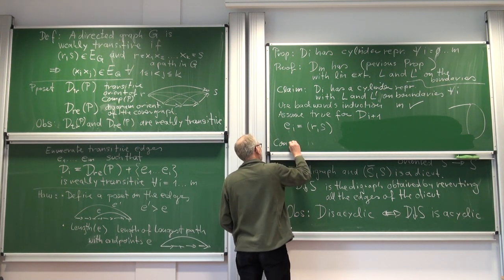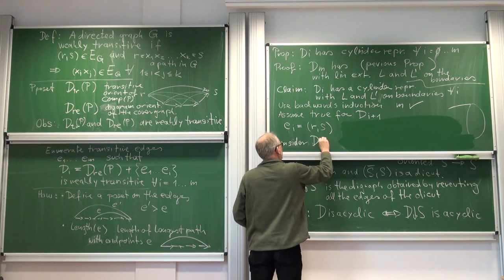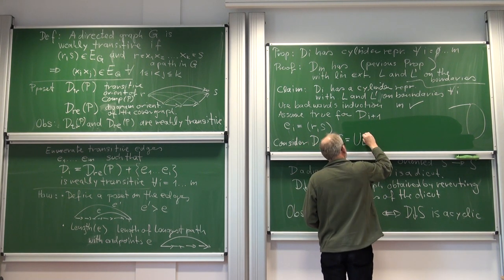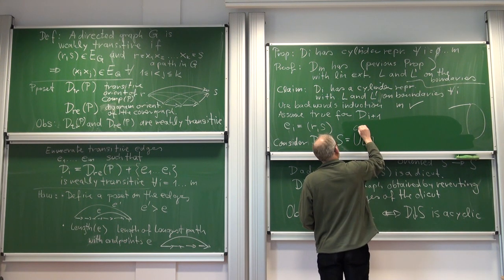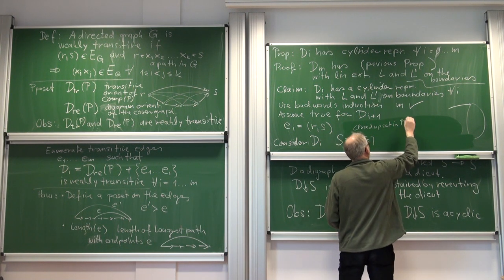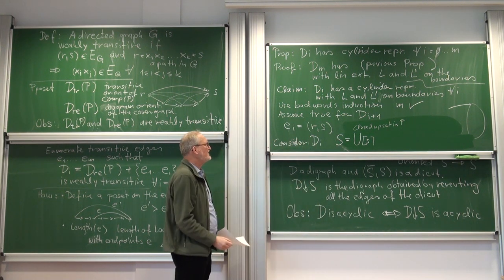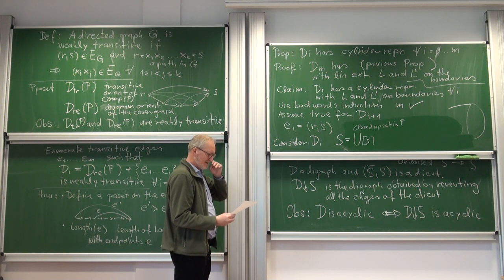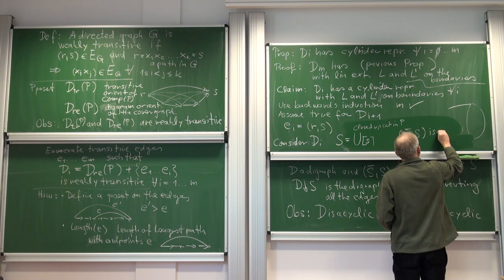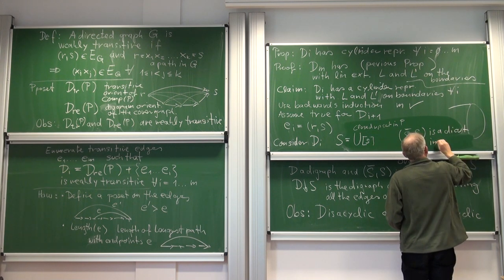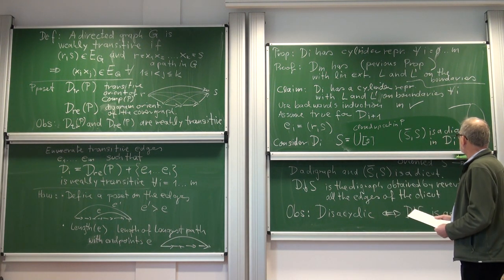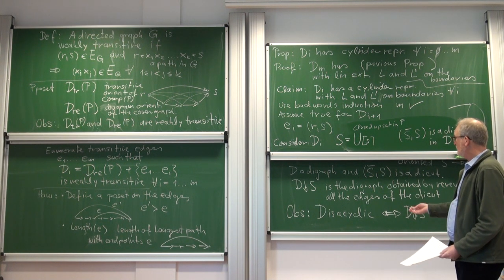So we consider D_i, and we take as S the closed up set of S, the closed up set in P. It's a well-defined subset, and now if we look at S bar S, this is a dicut in D_i. And we can look at the pushdown of this dicut.